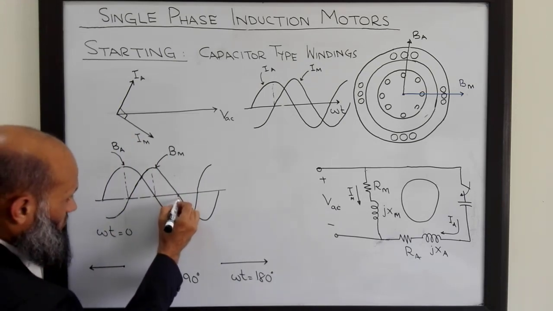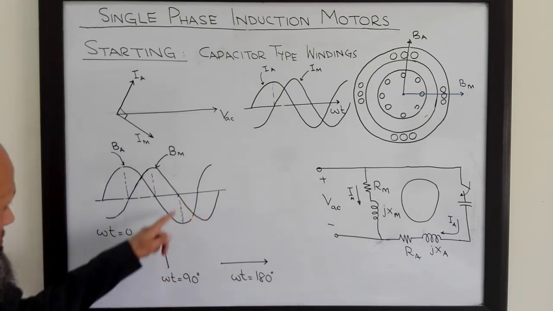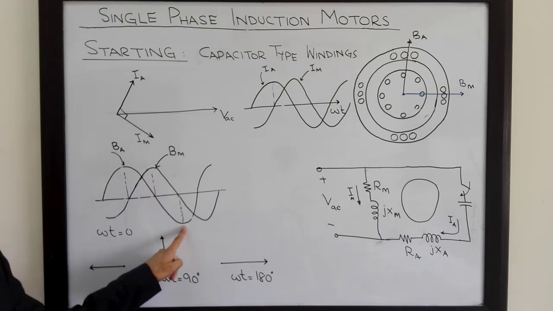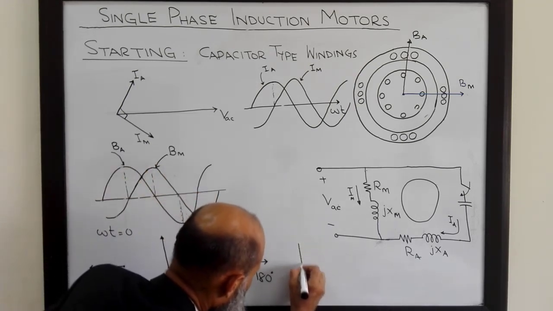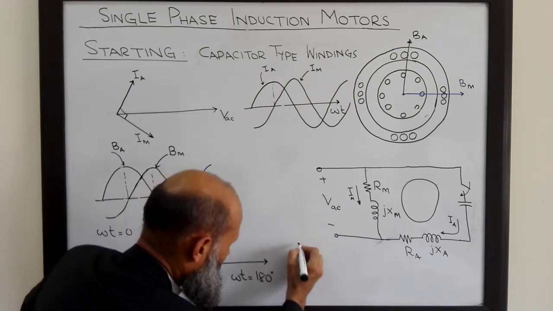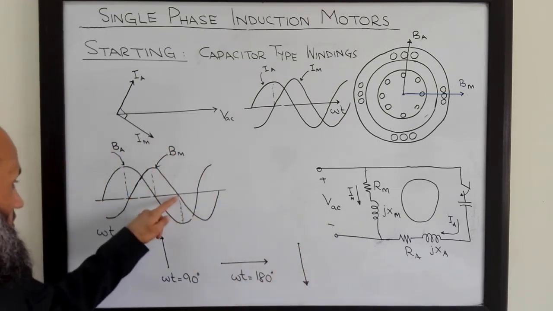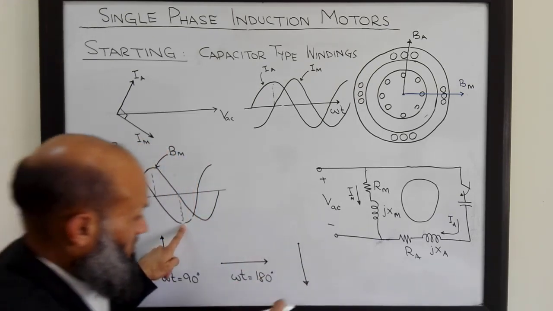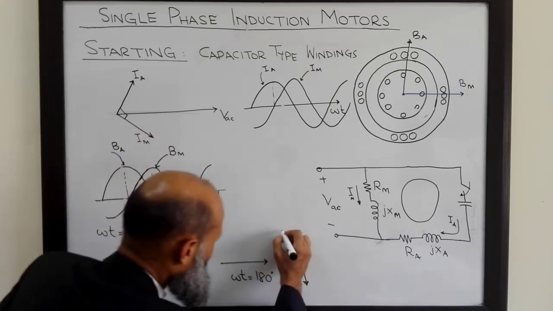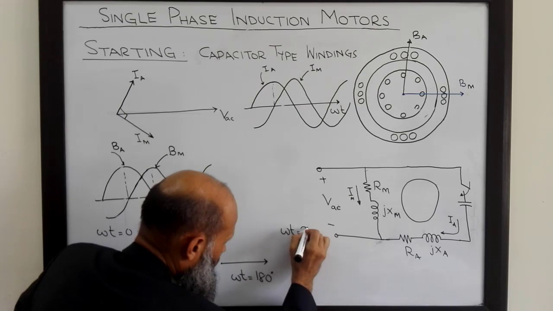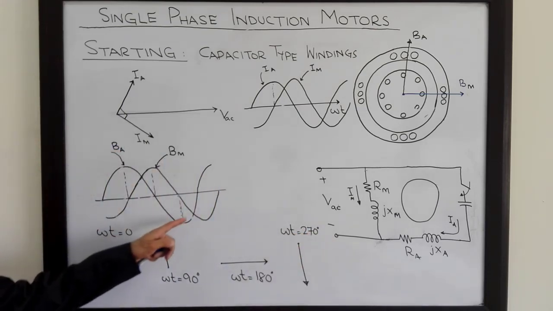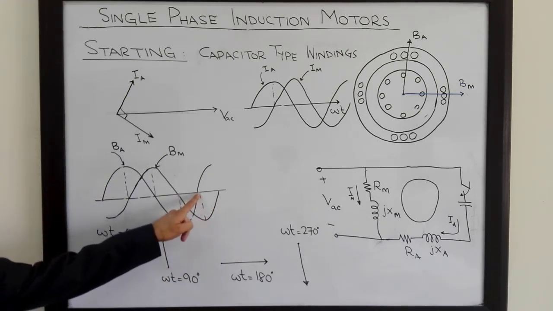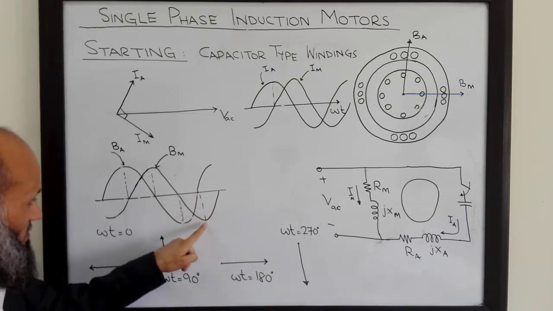Next time instant, omega t equal to 270 degrees. Bm is 0 and Ba is in the negative direction with maximum amplitude. So this is the total flux density vector. Bm is 0, Ba is maximum but with negative amplitude, that is, in the opposite direction. That corresponds to omega t equal to 270 degrees. At this time instant, which corresponds to 360 degrees, what is the situation?